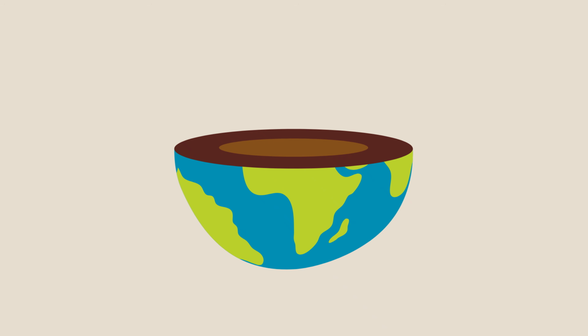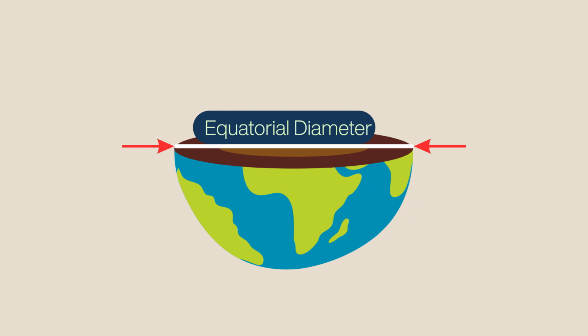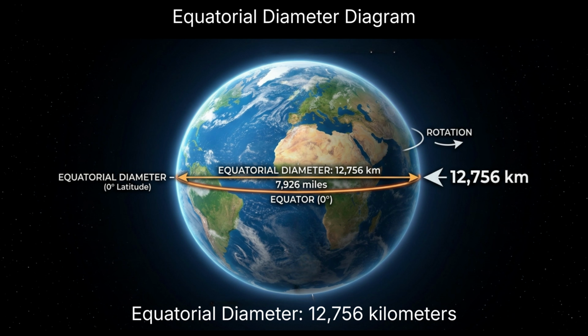First, look at the equatorial diameter. Imagine slicing Earth through its middle at the equator. The length of that slice from one edge to the opposite edge is the equatorial diameter. It is the distance straight through Earth from one side of the equator to the other, passing through the planet's center. The equatorial diameter is a distance across Earth at its widest point, the equator.